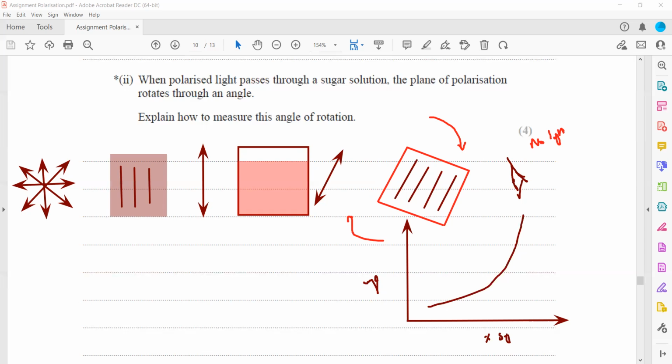Angle is on the y-axis. It can be the other way around, but here angle is on the y-axis and the sugar concentration is on the x-axis. So the same thing we will repeat with unknown solution X, and we will determine at what angle the light again appears to us. From that angle we will find the concentration of that specific sugar solution.